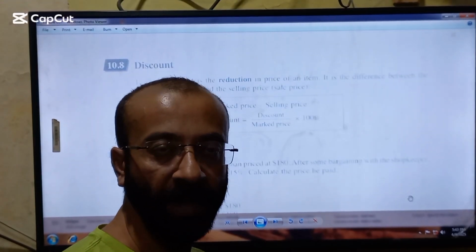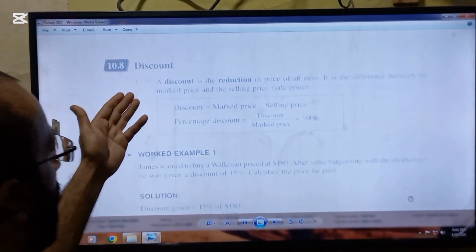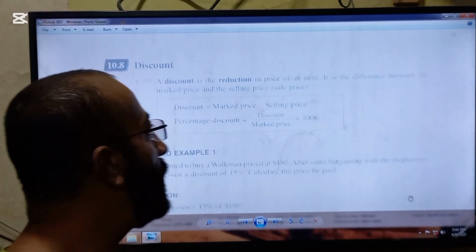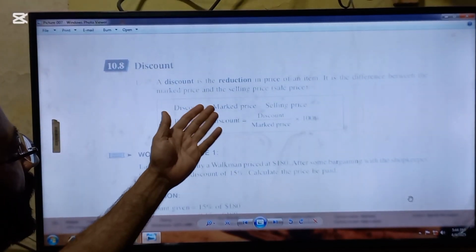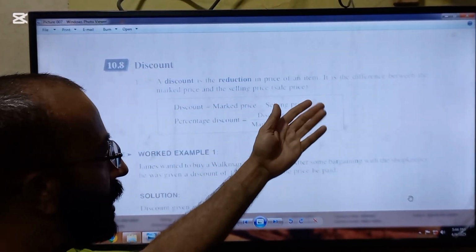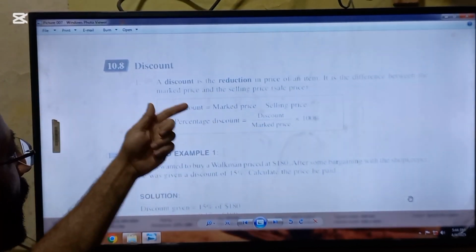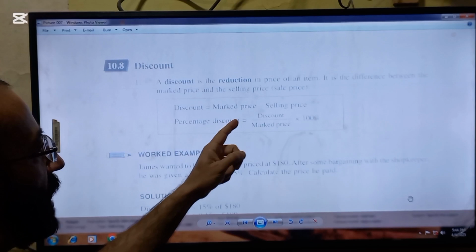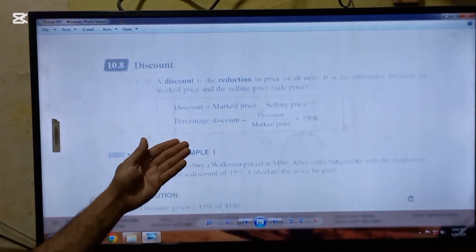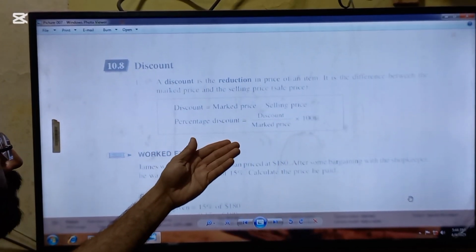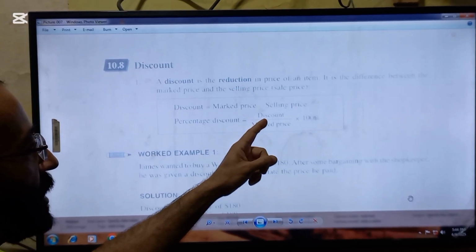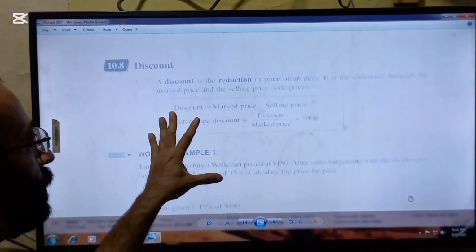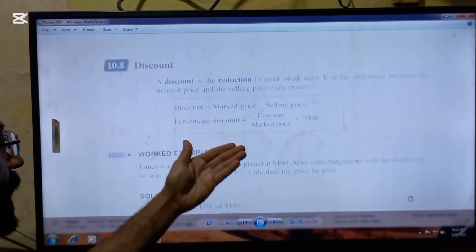The next type in the percentage is discount. The point to remember in this type of category is that a discount is the reduction in the price of an item. It is the difference between the mark price and the selling price, that is the sale price. So discount is equal to mark price minus selling price, and the percentage discount can be found by putting the discount in the numerator divided by mark price multiplied by 100%. So this is the formula used for percentage discount.